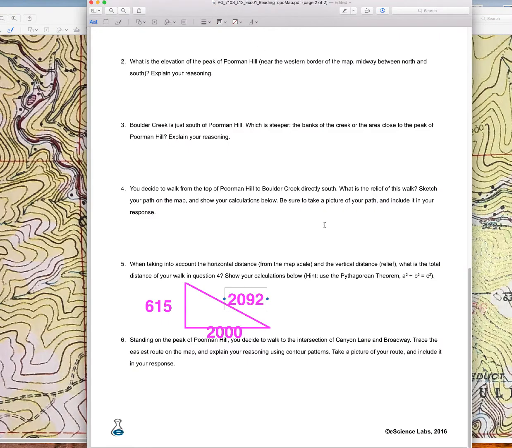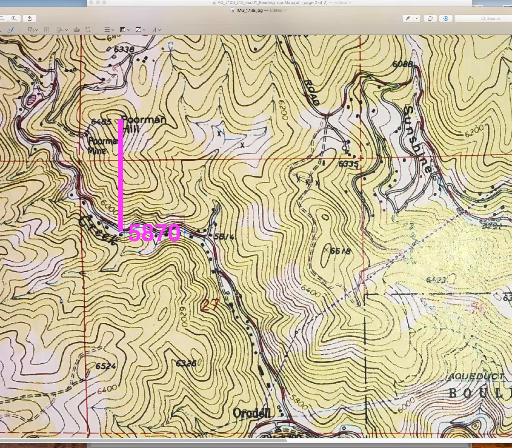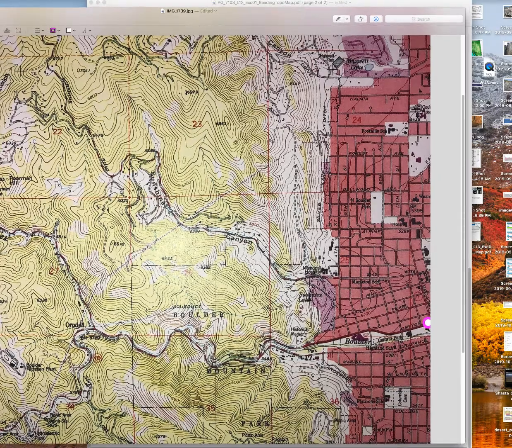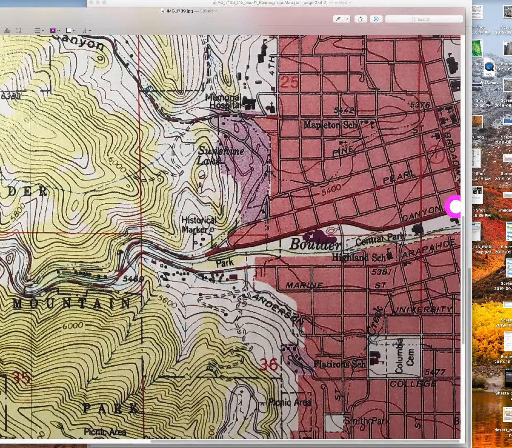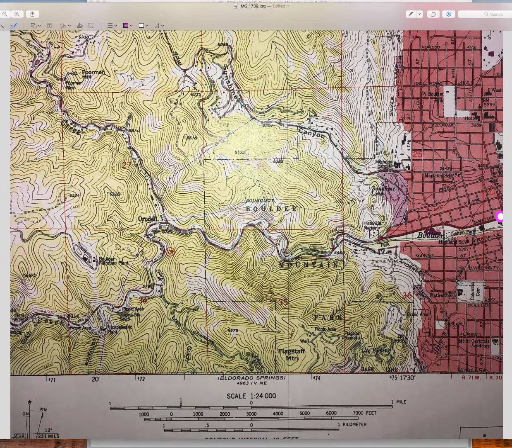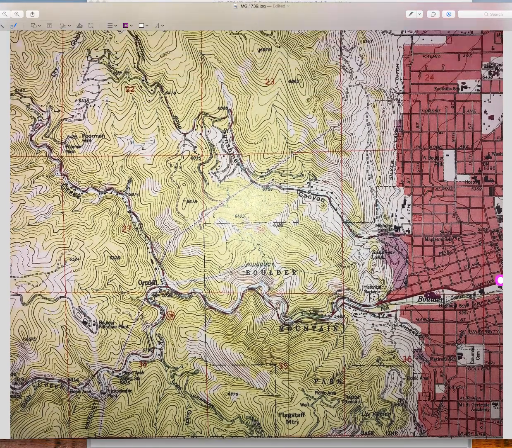Now the last problem asks you to find the intersection of Canyon Lane and Broadway. You're going to walk from Poorman Hill, and based on the contour lines, you want the easiest path. Then you'll take a picture of that. Where are Canyon Lane and Broadway? If we look at our map, you see Broadway is here and there's Canyon. I've already outlined where it is. We'll zoom in a little bit. So there's Broadway and Canyon right there. Our goal is to reach that spot from Poorman Hill. So your job is to figure out the easiest path.